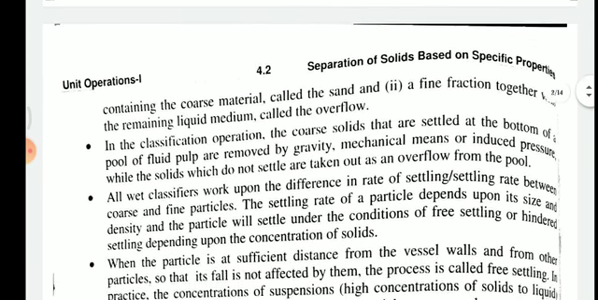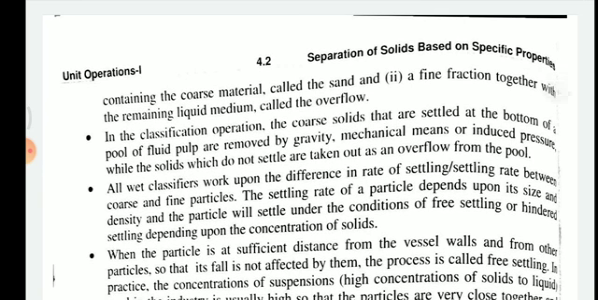It's called overflow. In the classification operation, the coarse solids that settle at the bottom of the pool of the fluid are removed by gravity. Okay, due to the gravitational force they are removed. Simply that.